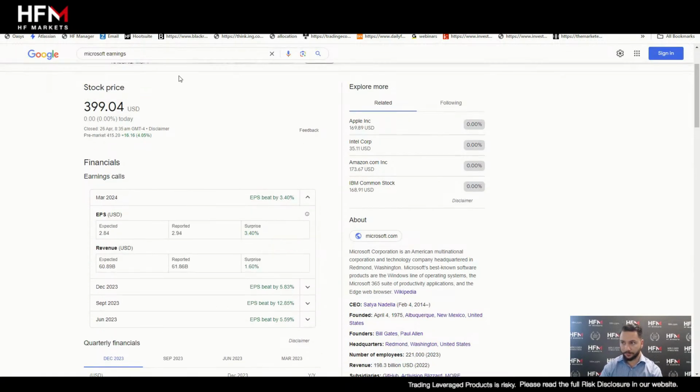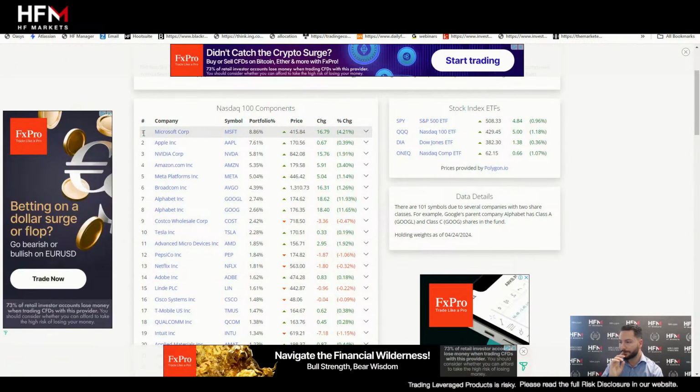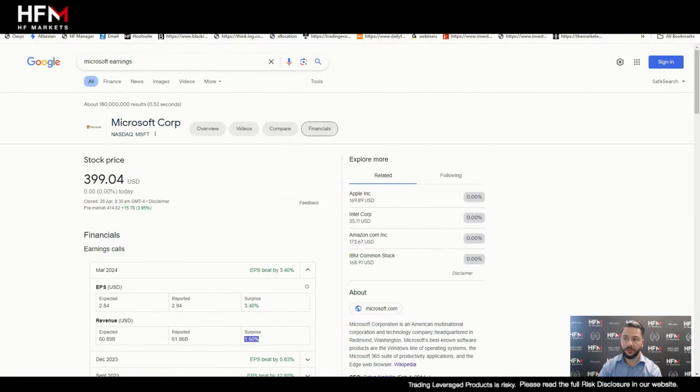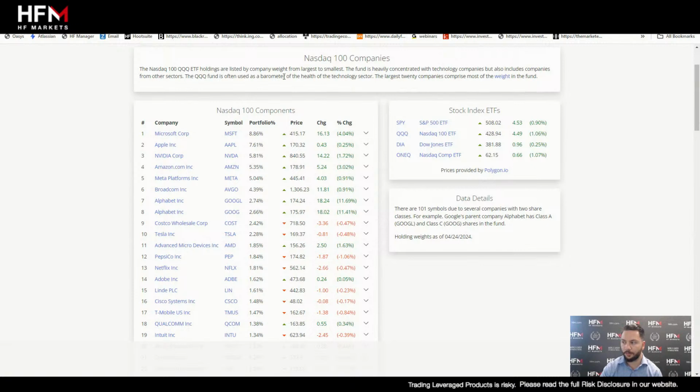Now, if we look at Microsoft earnings, if we go back here, keep in mind Microsoft is the most influential. If we look at Microsoft, again, it's 4% higher before market open, so a lot of volatility, ladies and gentlemen. We got just over 3% higher than expected, just over 1.5% higher than expected in terms of revenue. So here you can really see that there are positive factors driving the stock market.